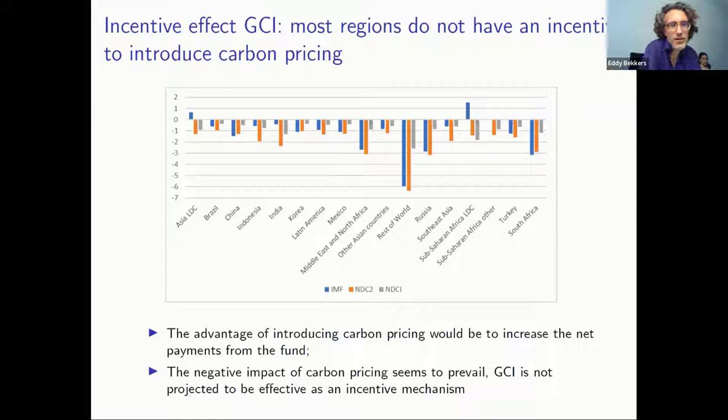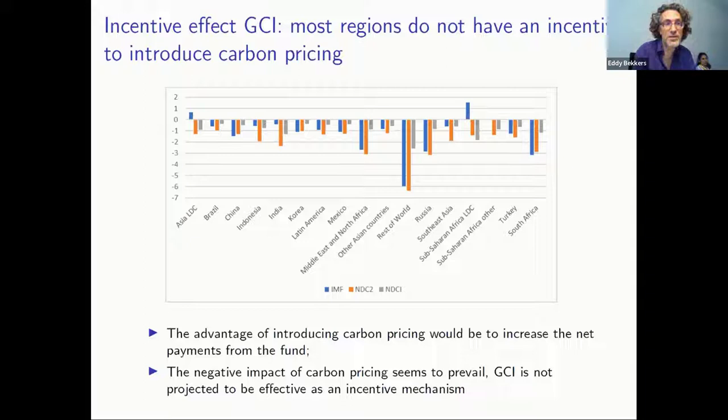Of course, we could have also analyzed other scenarios where it is one country at a time that decides to join the club. But in the end, from a Nash equilibrium perspective, it should also be the case that if all countries at once decide to join, it should be beneficial for countries to join the carbon club. And we find here that does not seem to be the case.